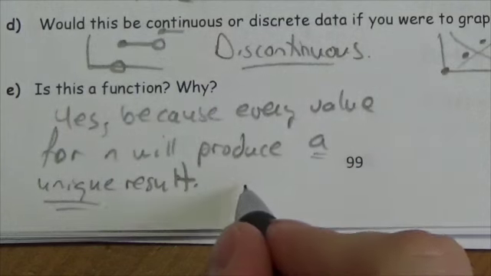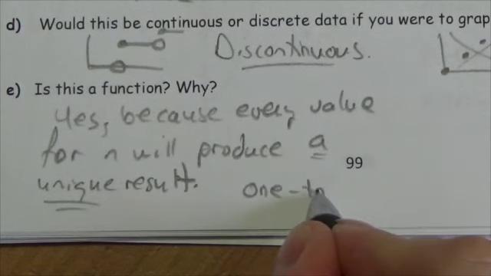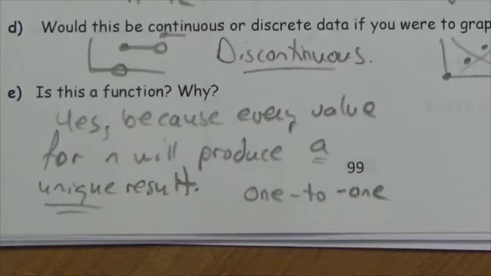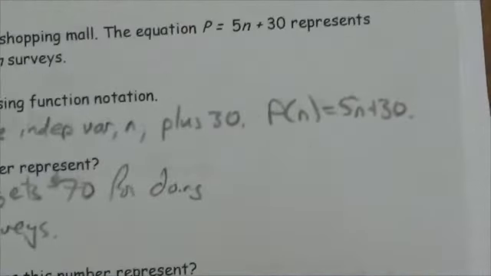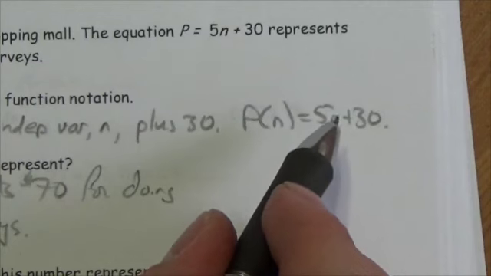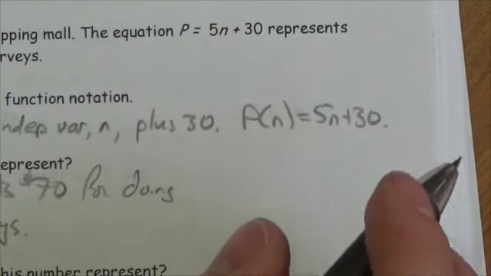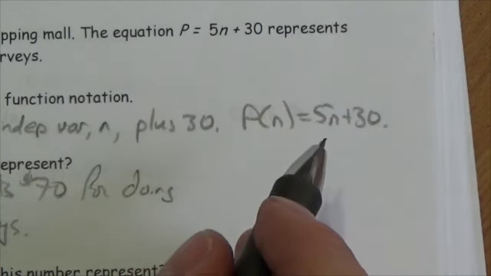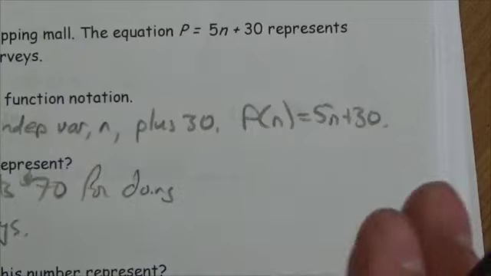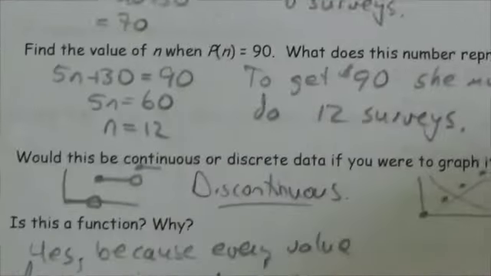Turns out this is going to be a 1-to-1 function. If you plugged in, for example, n was 5 and then n is equal to 10, you'll never get 2 values of n that actually produce the same value. It's not just that n will only produce one value, but every value that it produces is unique to that value of n. So it's 1-to-1.